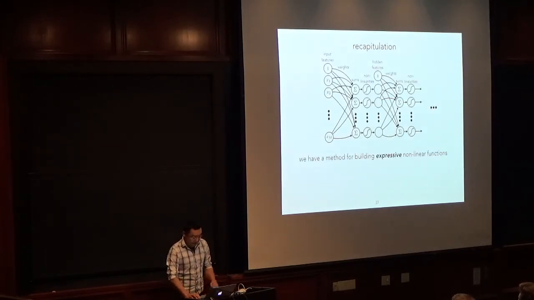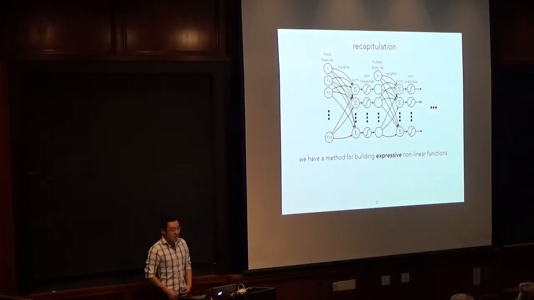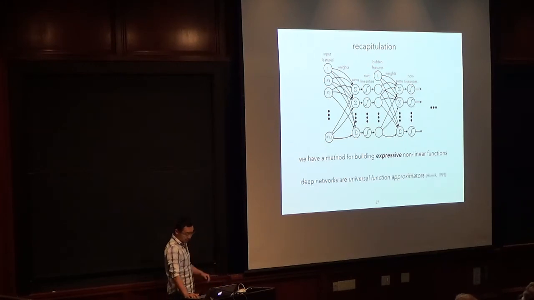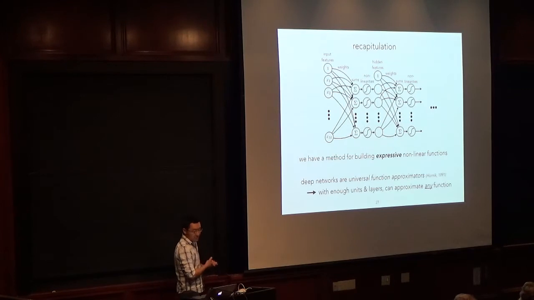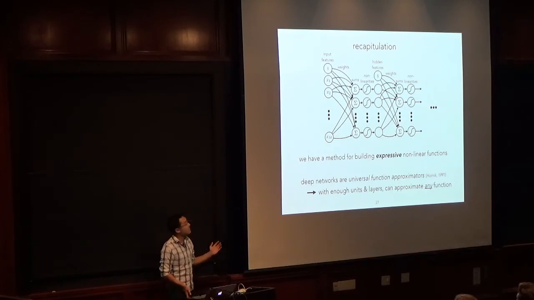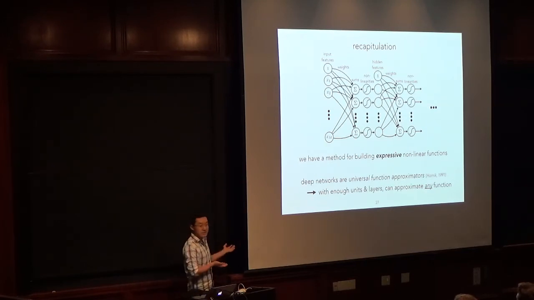Okay, so just to recap, we now have at least a modeling language or a paradigm for building expressive nonlinear functions. And deep neural networks are indeed universal function approximators. Of course, you need enough layers and units, right? So in the limit of infinite depth and/or infinite width, these deep neural nets can approximate any function arbitrarily closely.